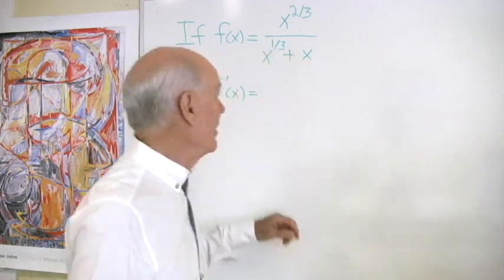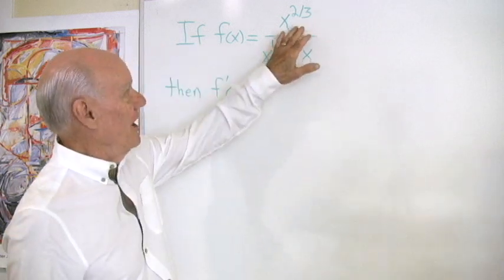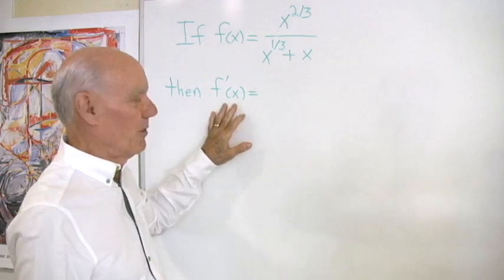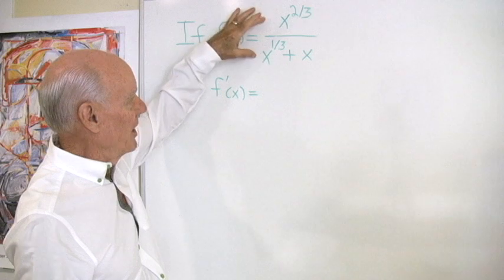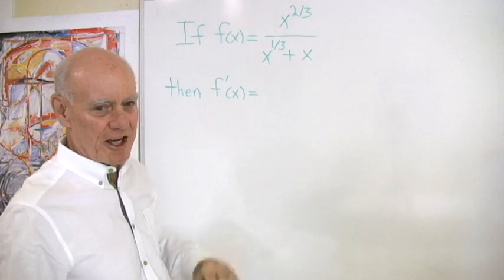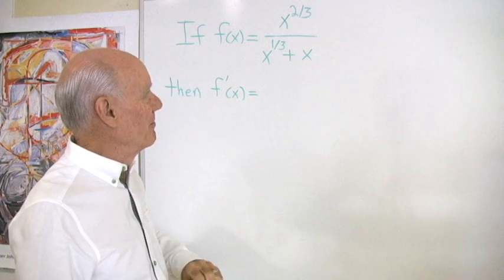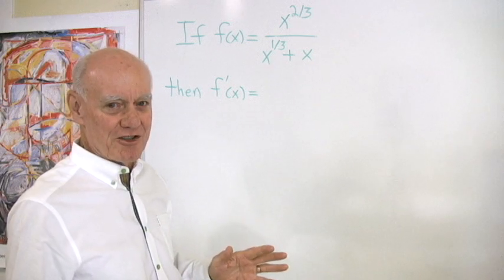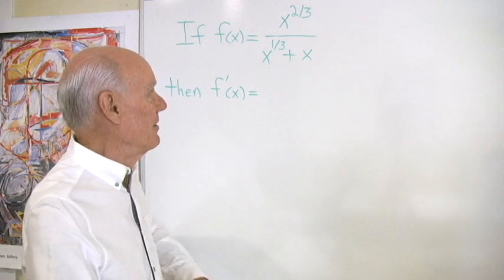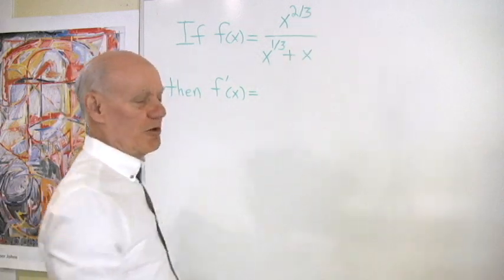So what we have here is a function, x to the 2/3 over x to the 1/3 plus x, and we want to find the derivative. So what I see is the quotient rule, and then I also notice I have these fractional exponents. So I'm going to be very careful when I take this derivative to make sure I differentiate correctly. But the main thing that I see here is the quotient rule.